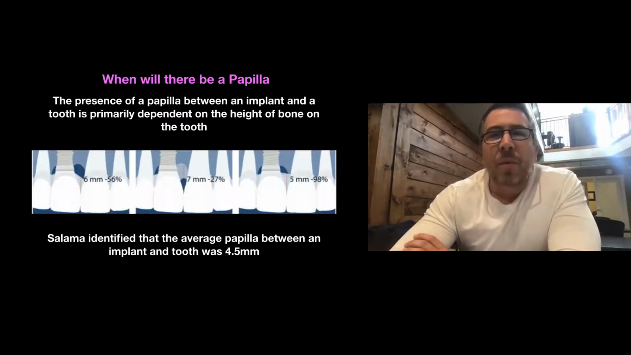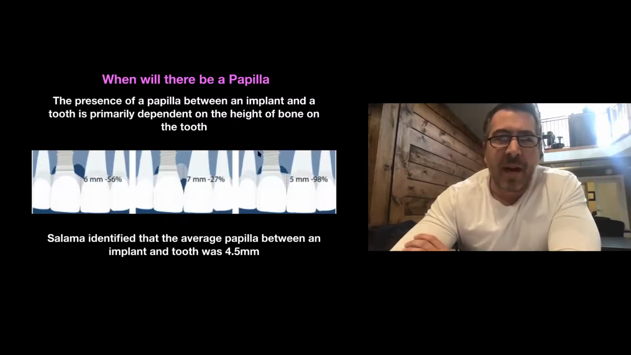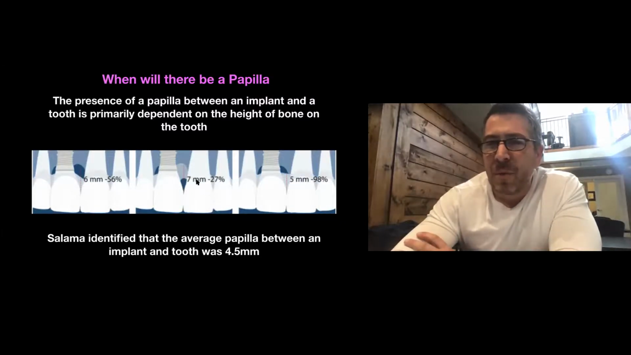So when we look at predictability for papilla, the biggest predicting factor has to do with the bone level on the adjacent tooth. So if you're putting an implant in between two adjacent teeth, you want to assess where is that interdental height of bone on the adjacent tooth. And Tarnow and Salama's studies showed that on average, the papilla between an implant and a tooth was about 4.5 millimeters in height.